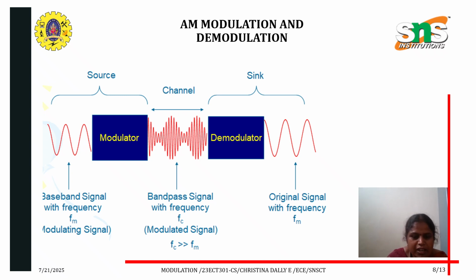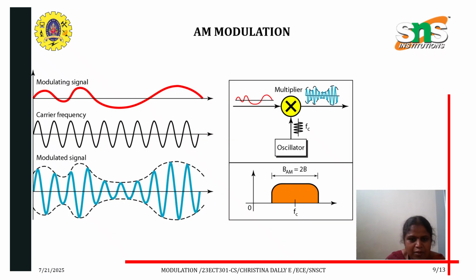We have the modulator and the demodulator, with the channel through which the source transmits. Here we use the baseband signal with frequency fm, the modulating signal, and the modulated signal is what is transmitted. After that it is given to the demodulator, where the original signal with its frequency is obtained. This is termed AM modulation and demodulation.